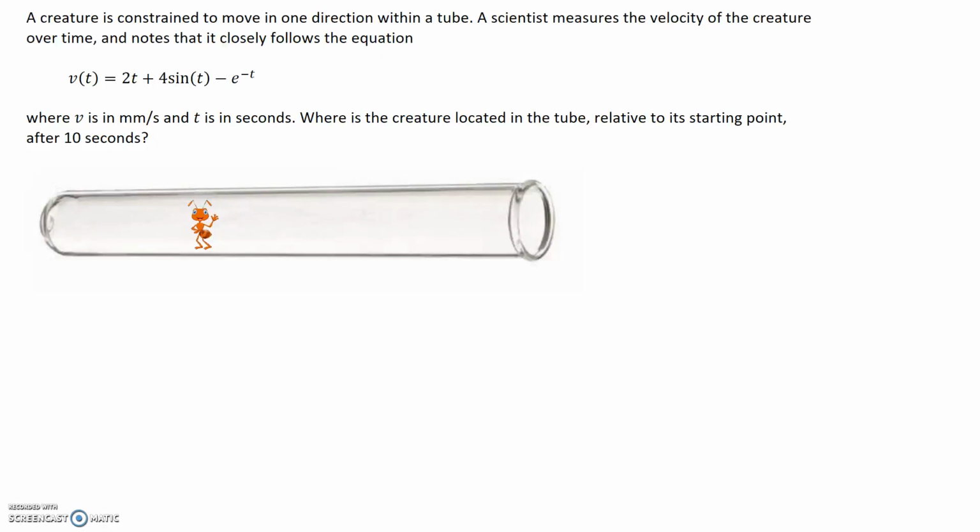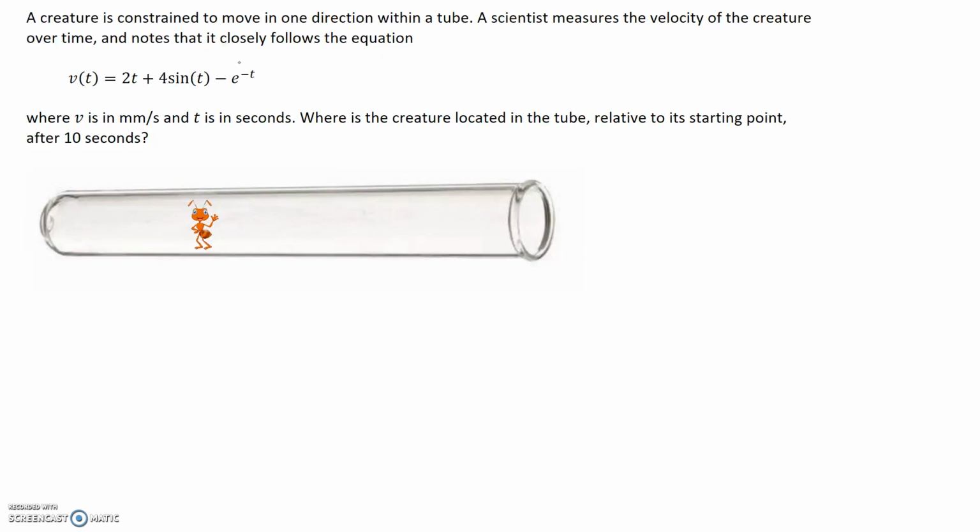So a creature is constrained to move in one direction within a tube. A scientist measures the velocity of the creature over time and notes that it closely follows the equation that's given here. V is in millimeters per second and T is in seconds. So where is the creature located in the tube relative to its starting point after 10 seconds?